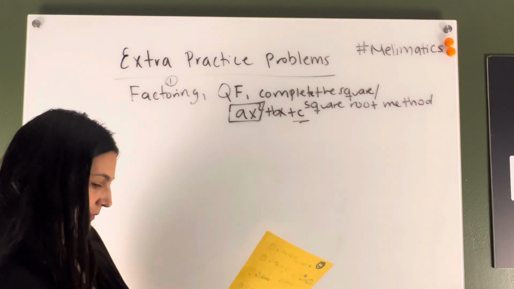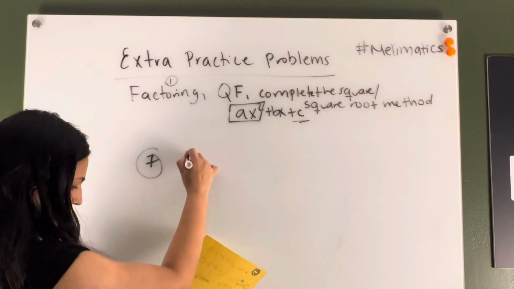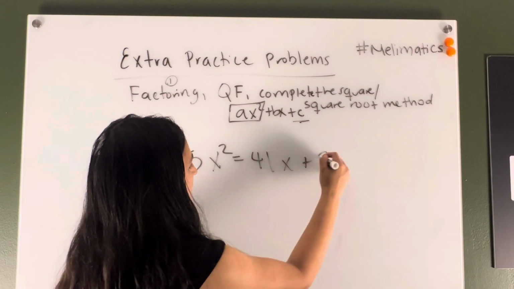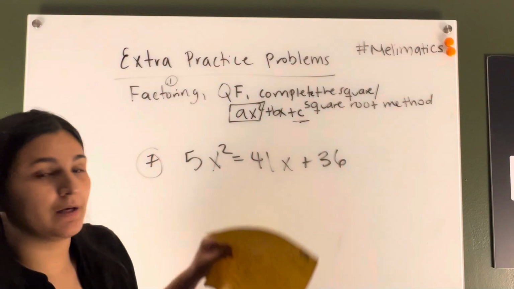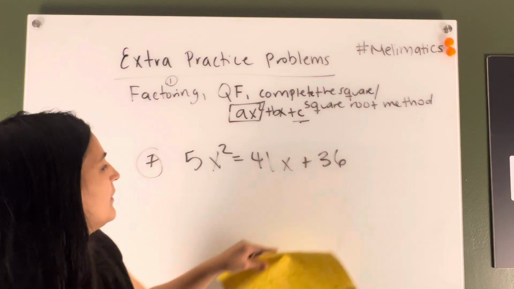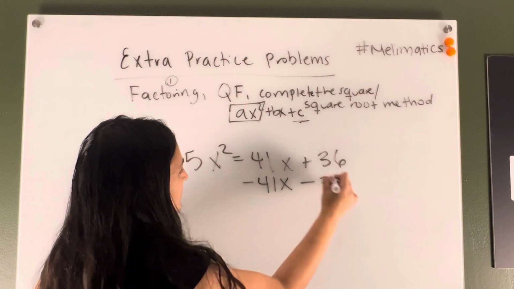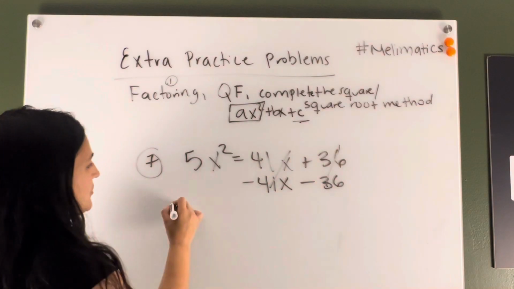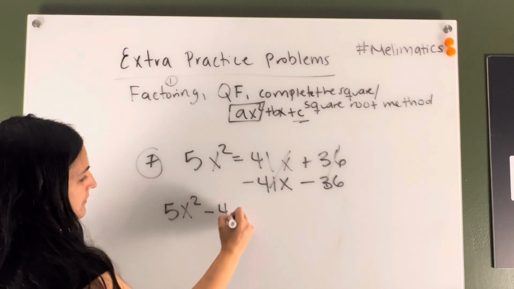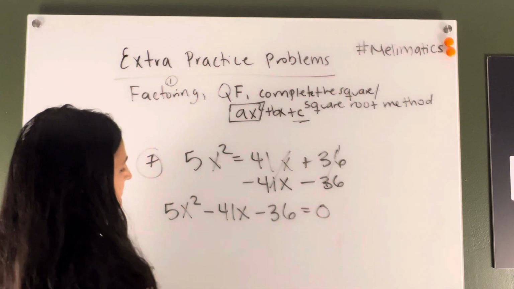Next one. Alright, same thing. I have a over here, I have a number and a term and another term. So I'm going to make sure that a, b, and c are on the same side so that I can see what this quadratic function looks like. Okay, so it should actually be 5x squared minus 41x minus 36 equals 0.